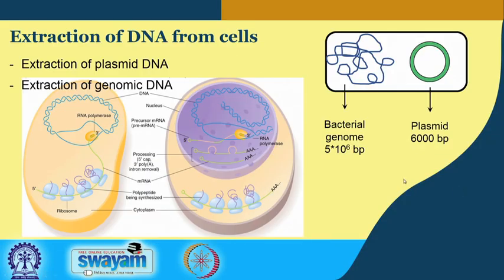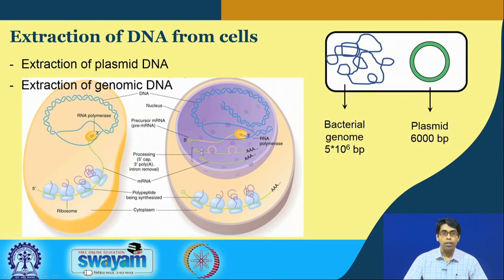Just a brief recapitulation of what we learned in the previous lecture. Let us say this is a bacterial cell which has both the genomic DNA and the plasmid DNA. The genomic DNA of the bacteria, let us say it is an E. coli cell, will be in the range of 5 million base pairs long, and the plasmid DNA is again a circular DNA, but it is much smaller. It is only 6,000 base pairs long. Both are double stranded DNA.